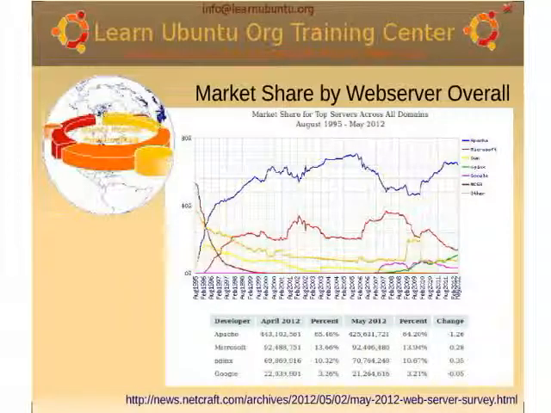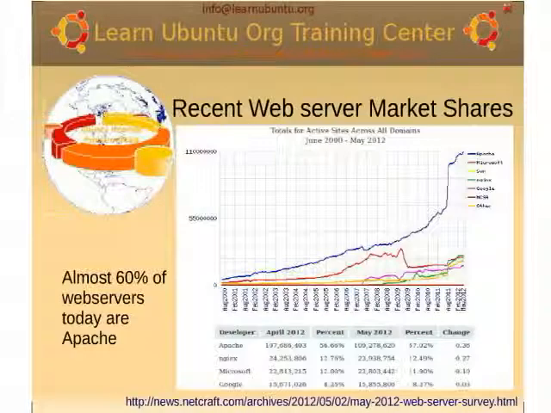As you see here, web server market share, Apache has grown quite significantly over the last few years, and there's a good reason for that. If it works, if it's a good server, why not use it?